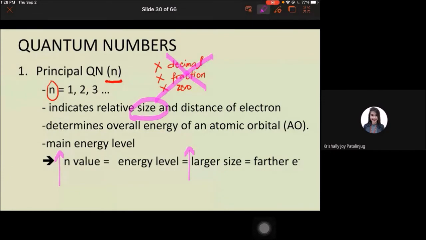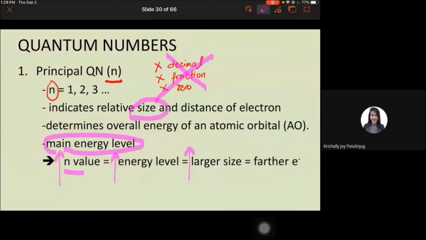Okay, what are the other importance ng principal quantum number? It describes the energy level. I repeat, it describes the main energy level of the electron in an atom. Directly proportional din, kapag yung n value is greater for that atom, then the energy level is also higher. Okay?